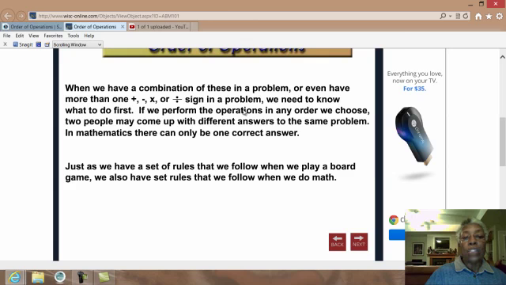When we have a combination of these in a problem, or even have more than one plus, minus, times, or division sign in a problem, we need to know what to do first. If we perform the operations in any order we choose, two people may come up with different answers to the same problem. In mathematics, there can be only one correct answer. Just as we have a set of rules that we follow when we play a board game, we also have a set of rules that we follow when we do math.